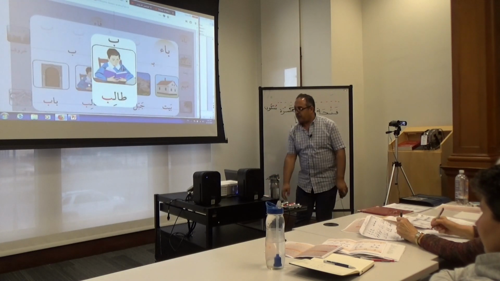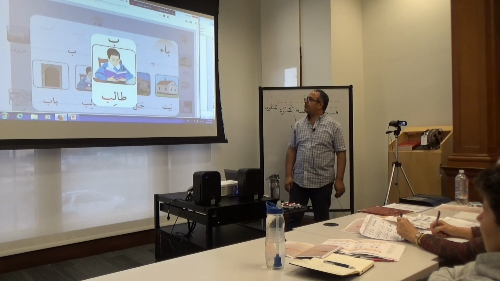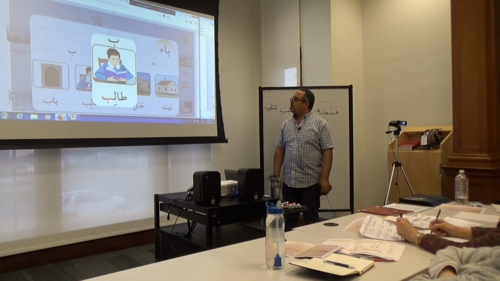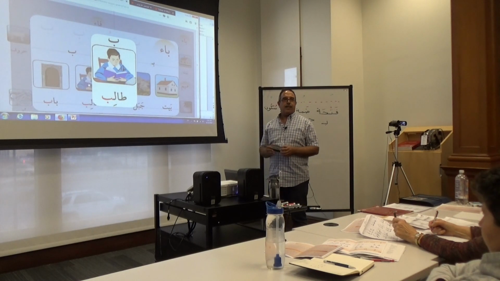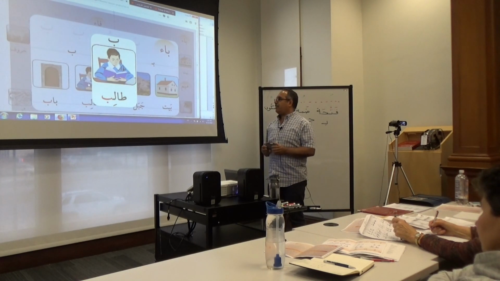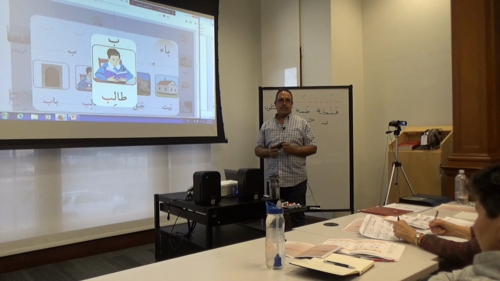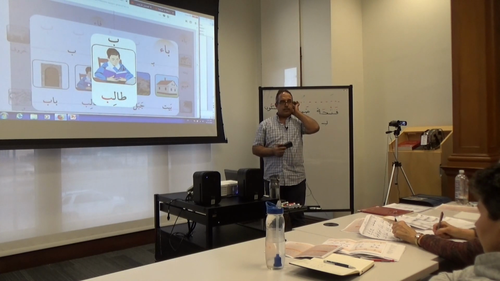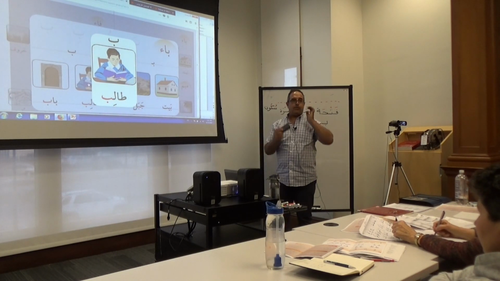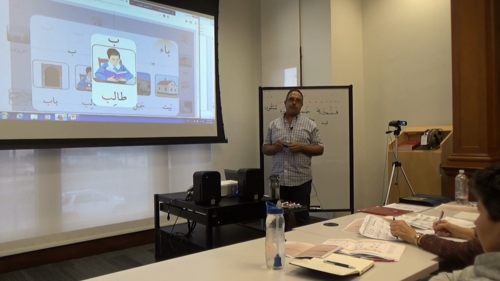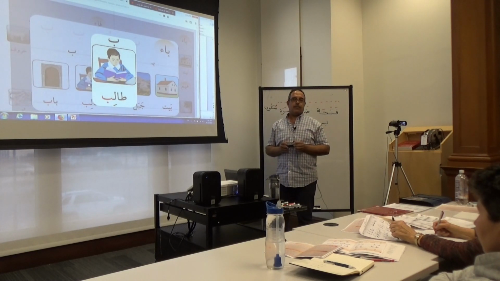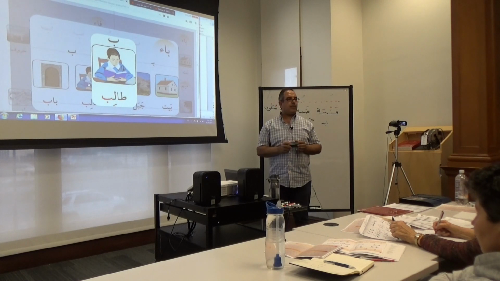Okay. This one. So where is the ba here? At the end, right? Is it connected or is it not connected? Connected to what? Lam, right? So can somebody tell me only the second part of the word? How does it pronounce?